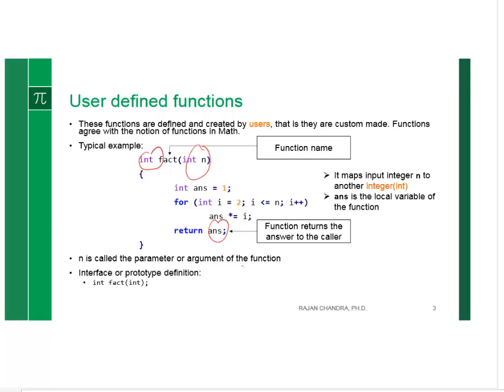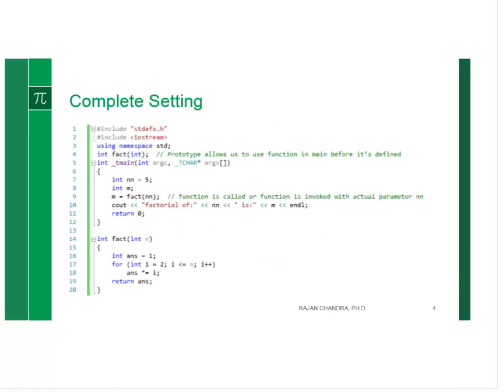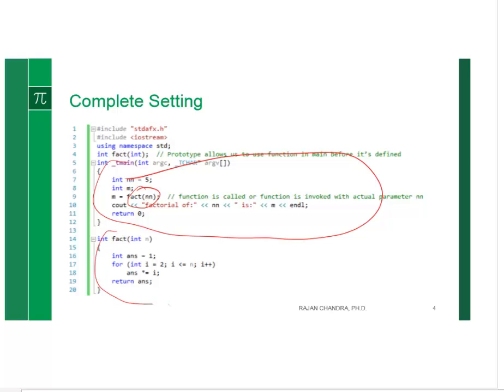So if you want to write this function, you must provide the interface, which should go at the top of the code, which I will show you next. Here is the overall complete setting. You have a main program. This is the main program, where you call the function here. And then this is the function. In C, a function will always go after the main program or main function.